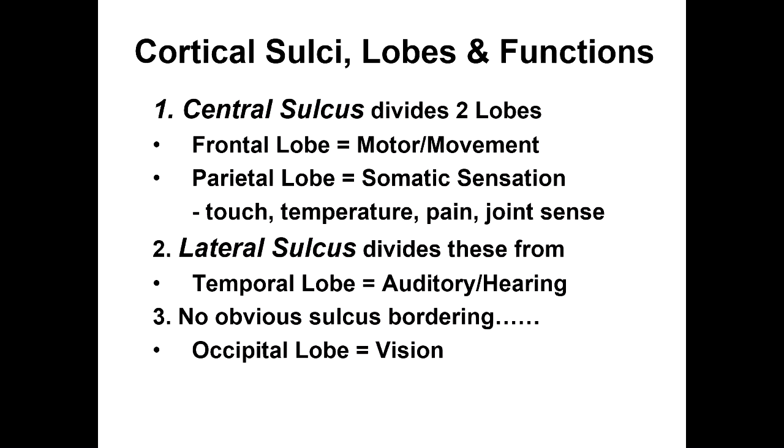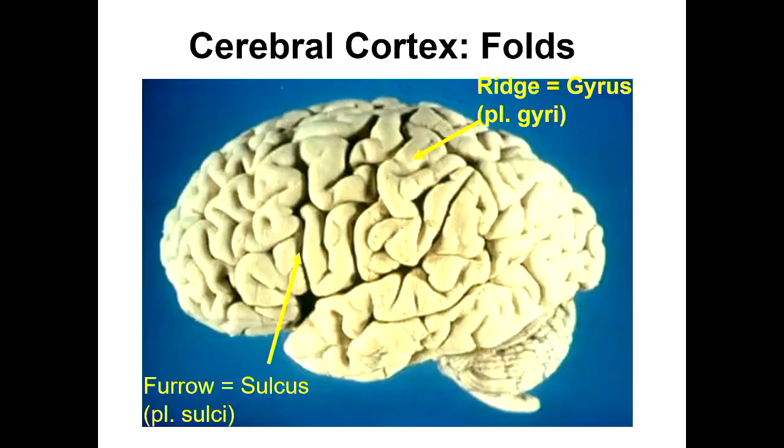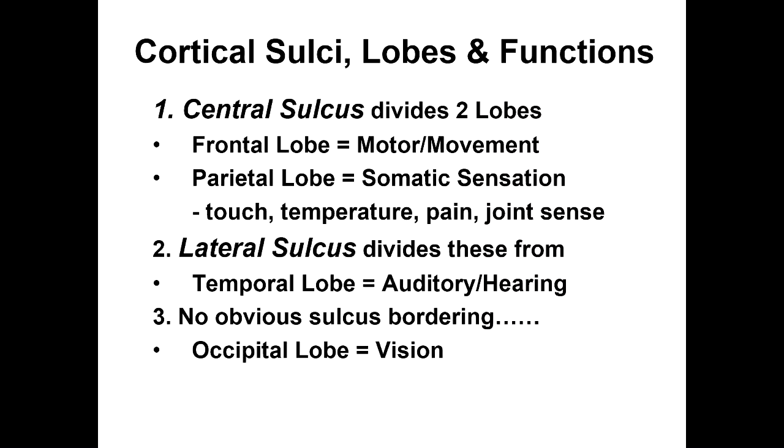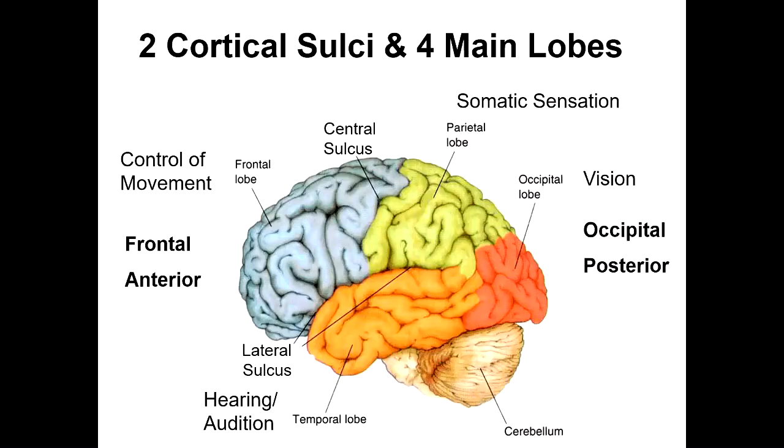And your cerebral cortex is divided into 4 major lobes. It isn't really obvious from this picture that there are 4 separate regions to this tissue, but in the next picture I'm going to explain how this comes about. Here are the words, and now I'm going to tell you what those words mean.